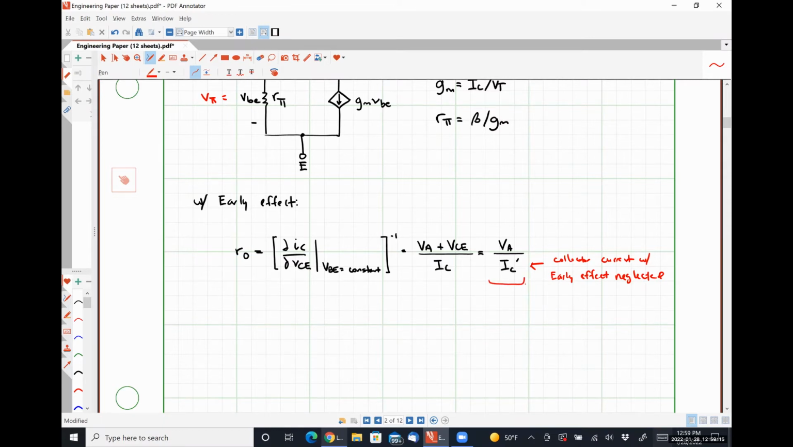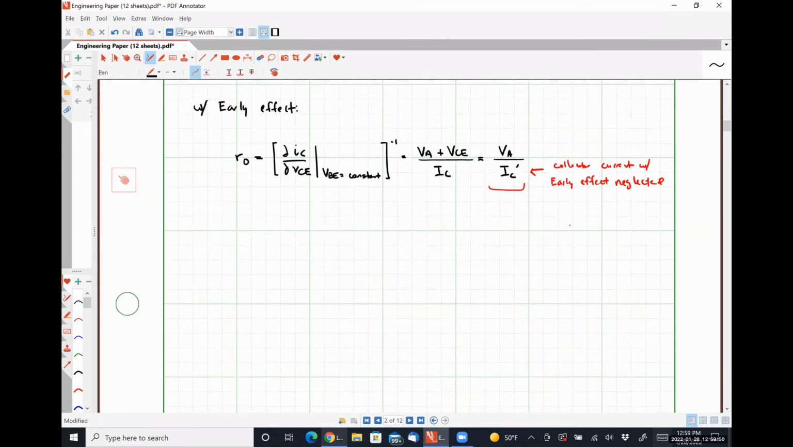This is the one that we're going to use 99% of the time. Typically speaking, the generally accepted practice for determining amplifier quantities is usually to ignore the early effect in the DC calculation and to include the early effect in your AC calculations. So this output resistance occurs between the collector and the emitter. So we can update our small signal model to include it by doing this.